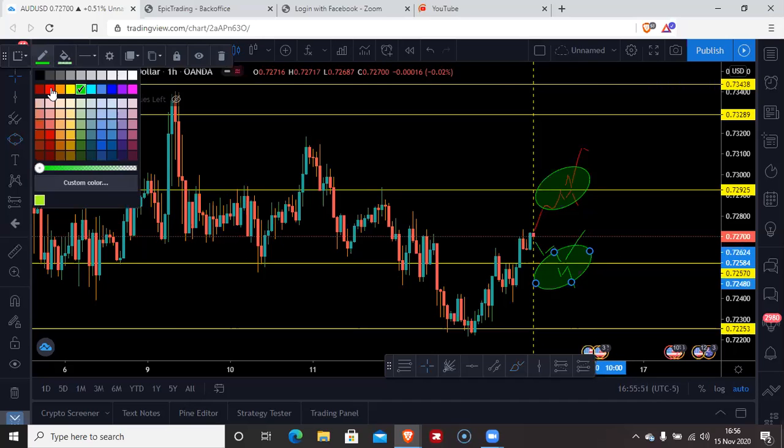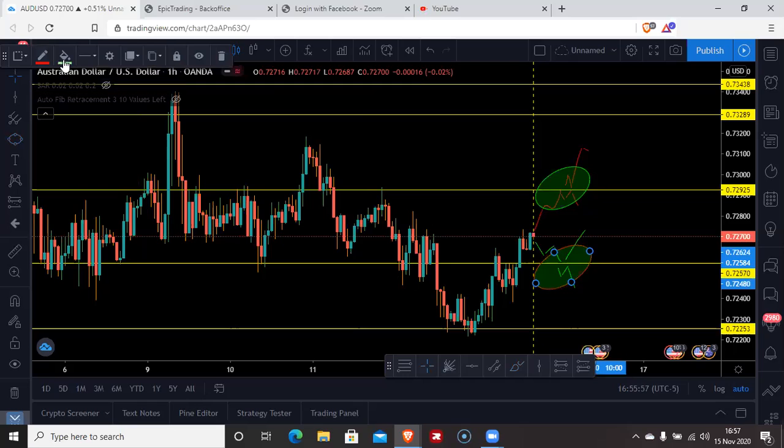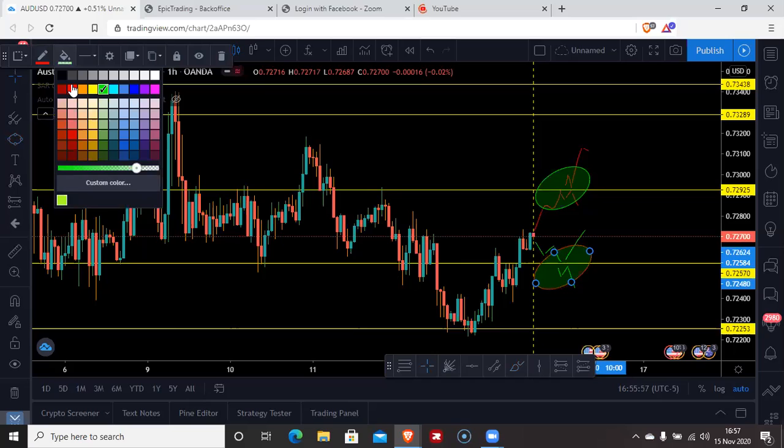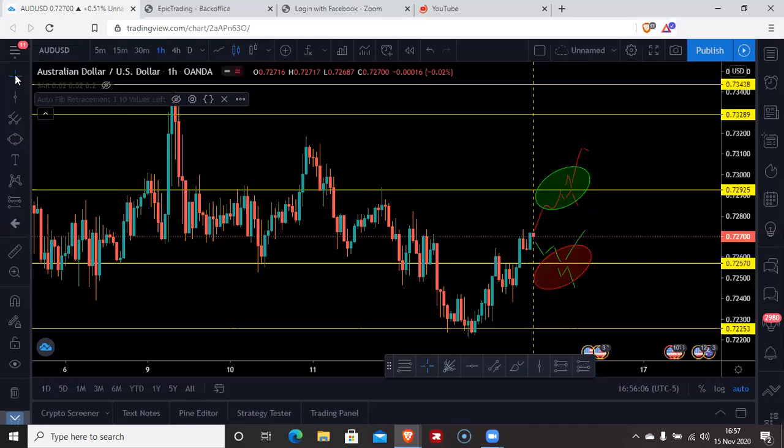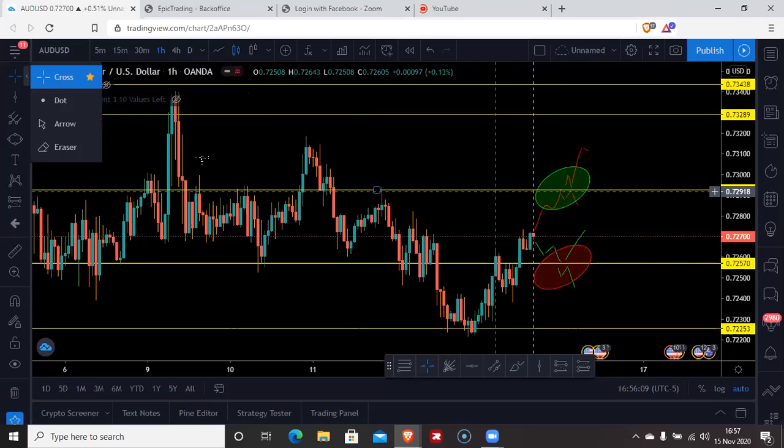And that's it. And that's just very simple, basic stuff right there. Break, retest, trade. You would set your stop loss.